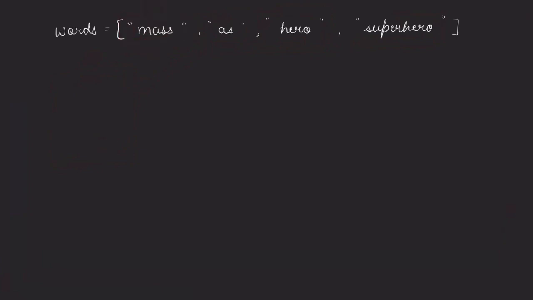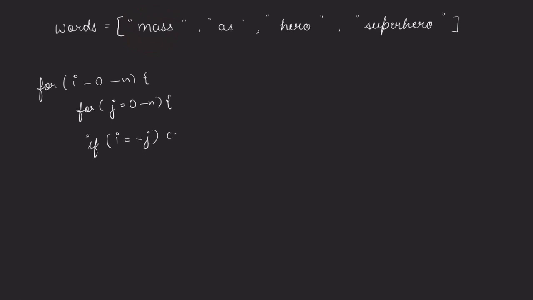Now, how are we going to identify whether a particular string is present as a substring inside another string or not? As I said, we will be running a for loop of i starting from 0 till n, and then inside this we can run another for loop of j starting from 0 till n. Now we need to keep in mind that we do not check a particular word with itself. So you'll have to put a condition that if i is equal to j, in that case you continue. But if it is not, then we need to check if words of i is a substring of words of j.